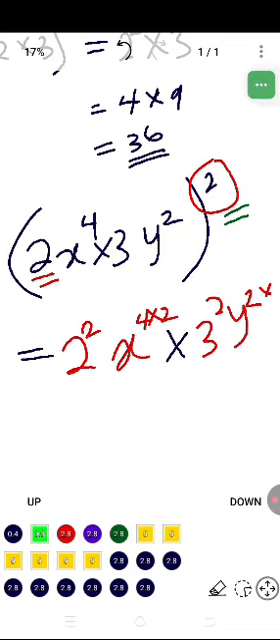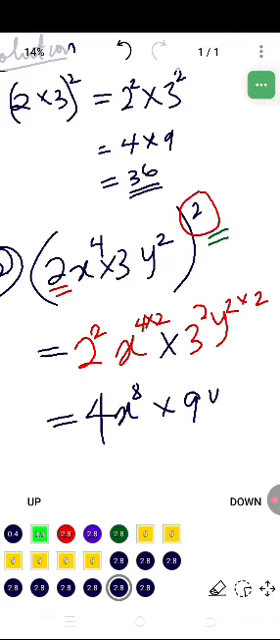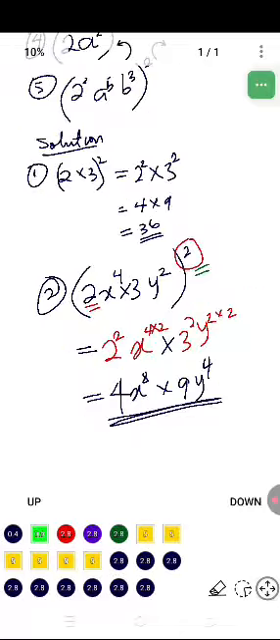So we simplify it, this will be equal to 2 raised to power 2, which is 4, x raised to power 4 times 2, which is 8, times 3 raised to power 2, which is 9, then y raised to power 4. This is all about this.